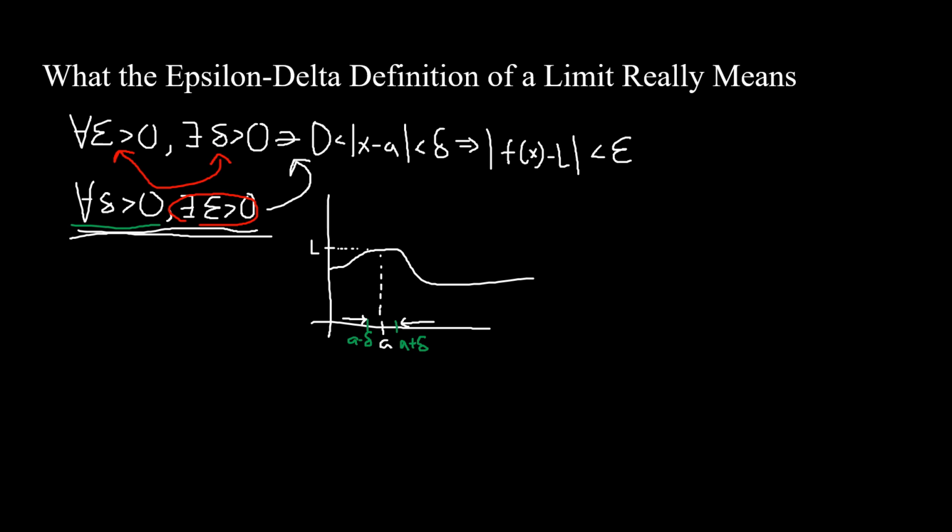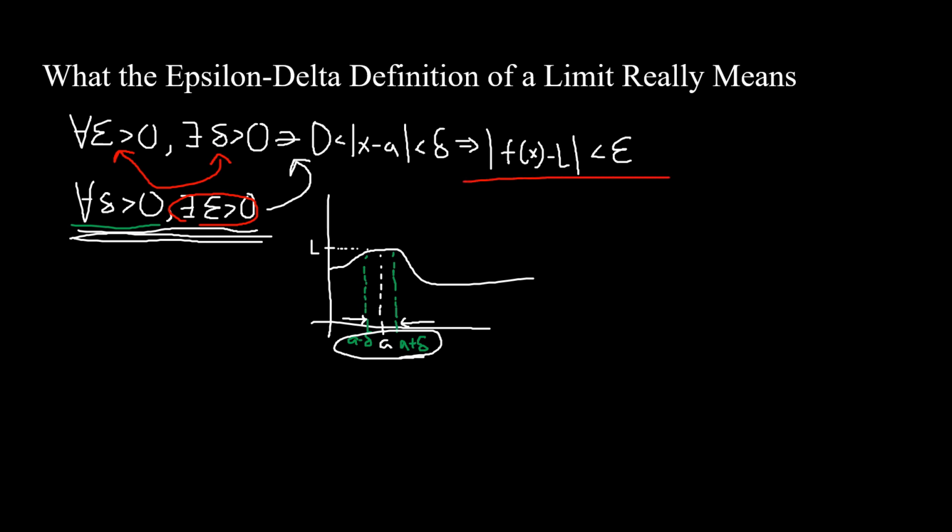Well, in this alternate definition, it says for all delta greater than 0, there exists an epsilon greater than 0, so that whenever x is within a range delta of a, then all of the x values have to correspond within epsilon of f of x.